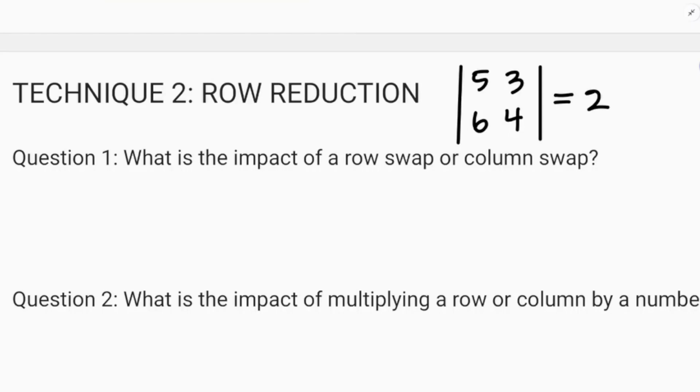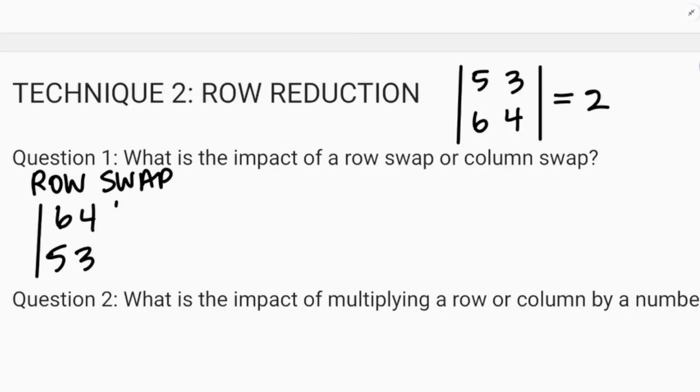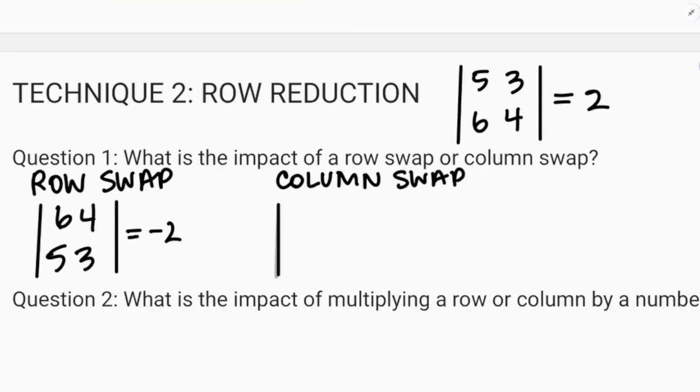So let's think about what happens if I swapped a row or column. Let's do a row swap. Okay, 5, 3 would go on the bottom and 6, 4 would go on the top. And now I've got 18 minus 20 equals -2. Okay, that's interesting. And maybe you already see what's going to happen if I column swap, but I can't see these things quite as quickly as y'all can sometimes. Okay, so 18 minus 20 yet again is -2. So the impact is it makes the determinant negative.